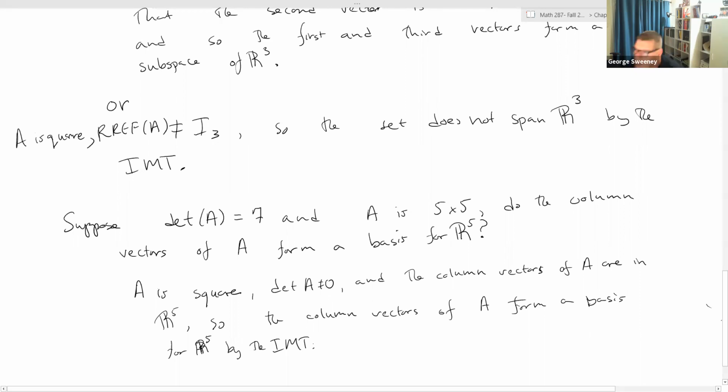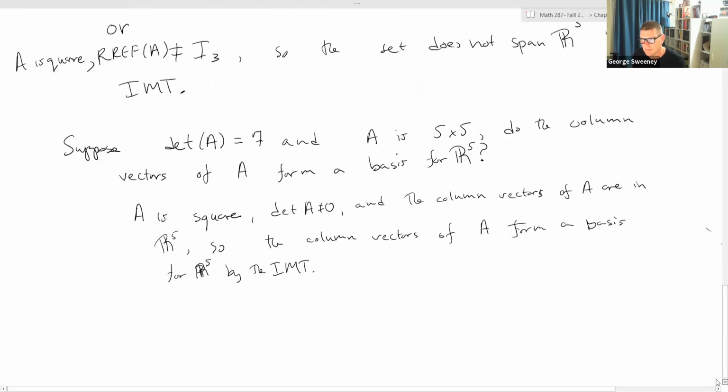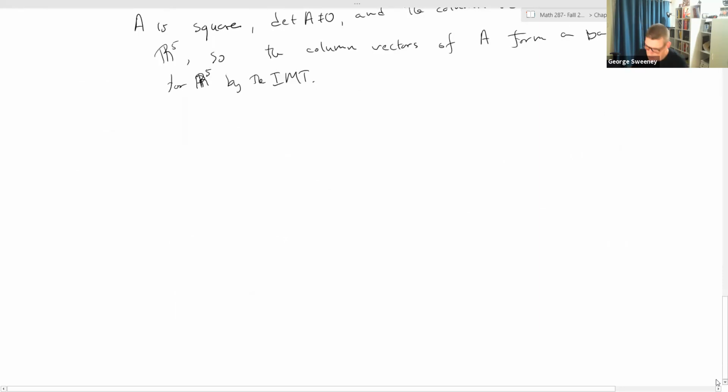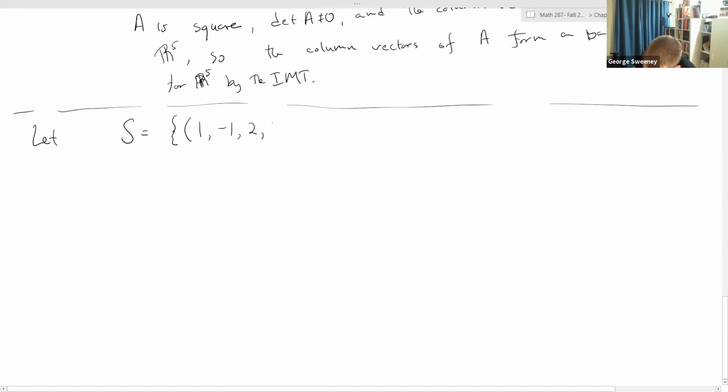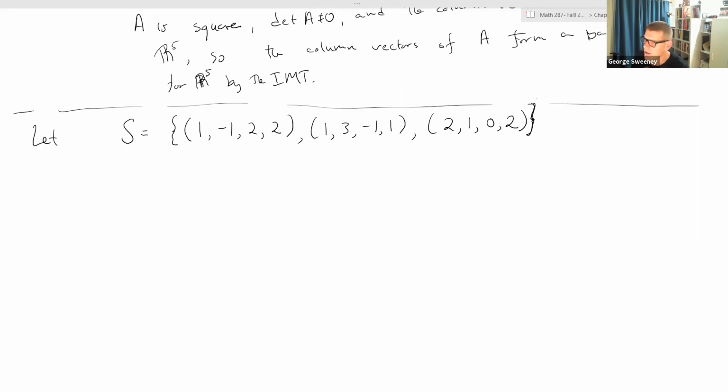Okay, so now let's take a look at something different. Let S be our set of vectors. We'll let S equal (1, -1, 2, 2), (1, 3, -1, 1), (2, 1, 0, 2). We're going to answer some questions about this set of vectors.